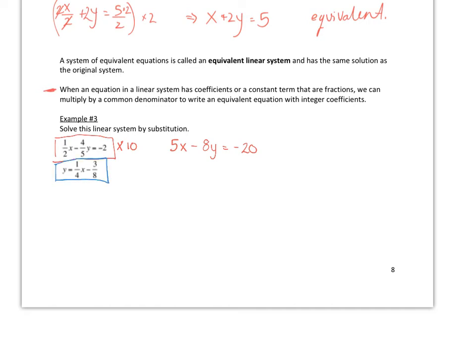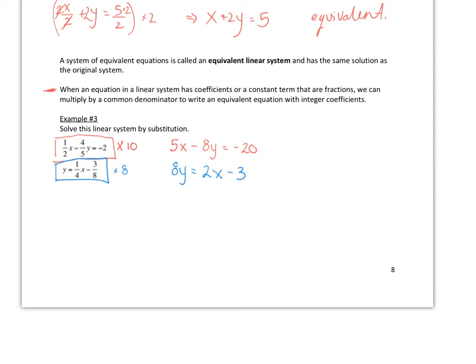If I would like to multiply both the 4 and the 8 out, I need to multiply by 8 here. So 8y is equal to 2x minus 3. So these are my two equations that we can work with. Now, remember, we wanted to get one coefficient by itself. Technically, in this equation, y is close to being by itself.